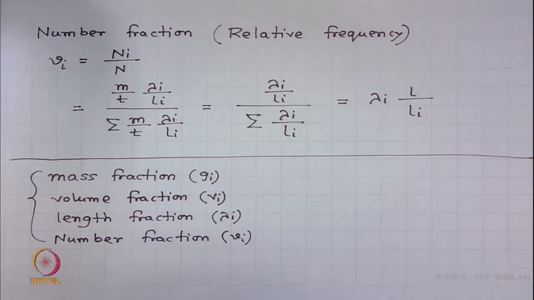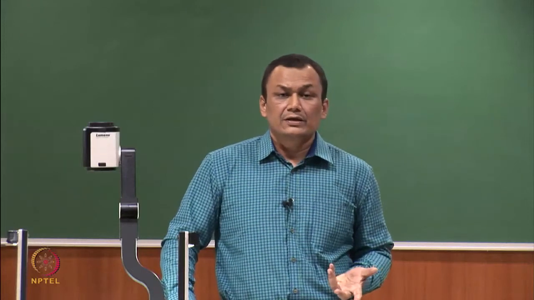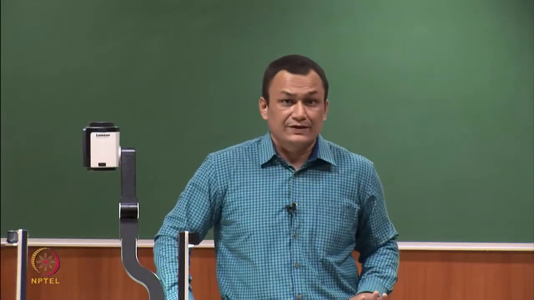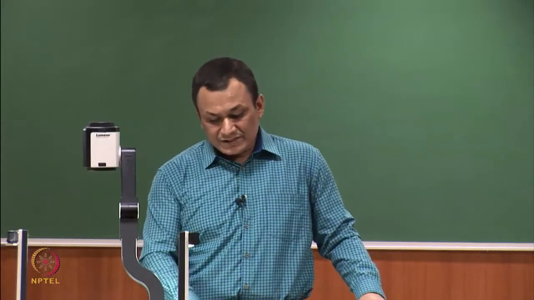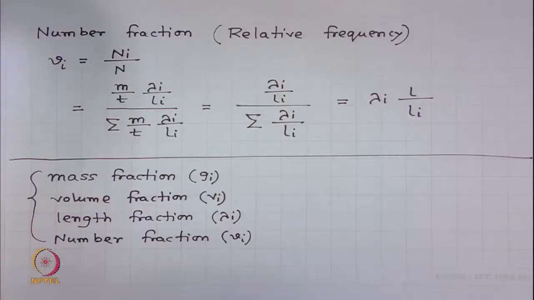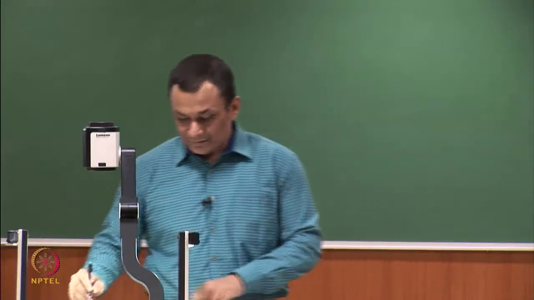Although typically in textile industries we talk only about mass fraction, because simply mass or weight is easy to measure. You require a simple weighing balance. However, theoretically it is possible to calculate volume fractions, length fractions, number fractions as well. You have just now seen these fractions are important to find out mean characteristics of fibers in the blend. What are the mean characteristics of fibers in the blend we have obtained?